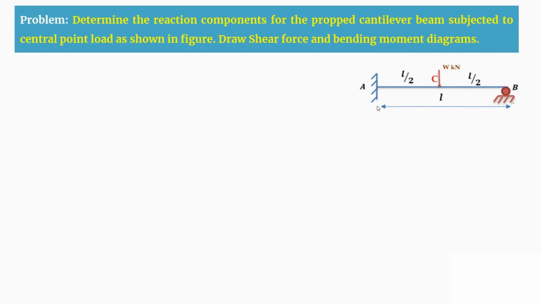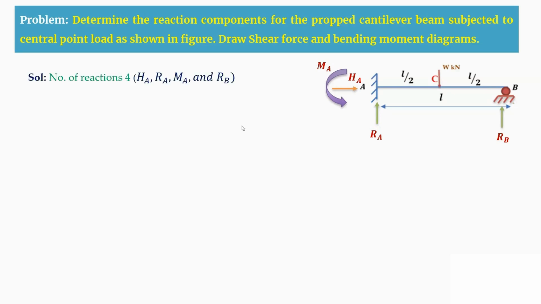For that, we are going to find the degree of static indeterminacy first. Before that, we'll calculate the number of reactions for this propped cantilever beam. As the support A is a fixed support, you have three reaction components: one is horizontal reaction, another is vertical reaction, and another is moment at A. And at support B, as it is a roller support, you have only a vertical reaction, that is RB. Therefore, the total number of reactions here is 4: HA, RA, MA, and RB.